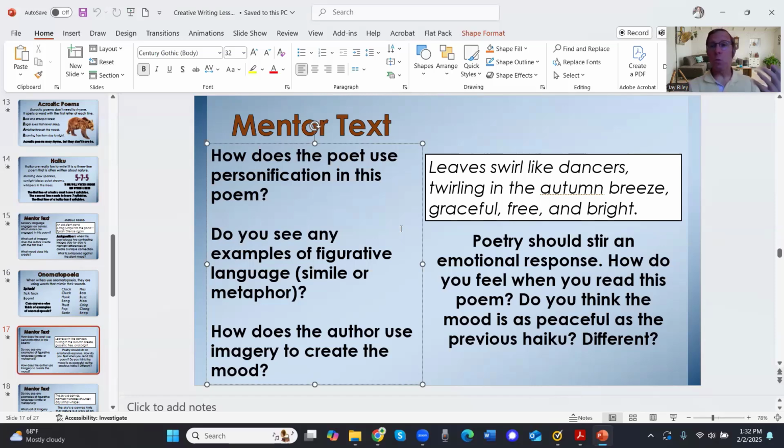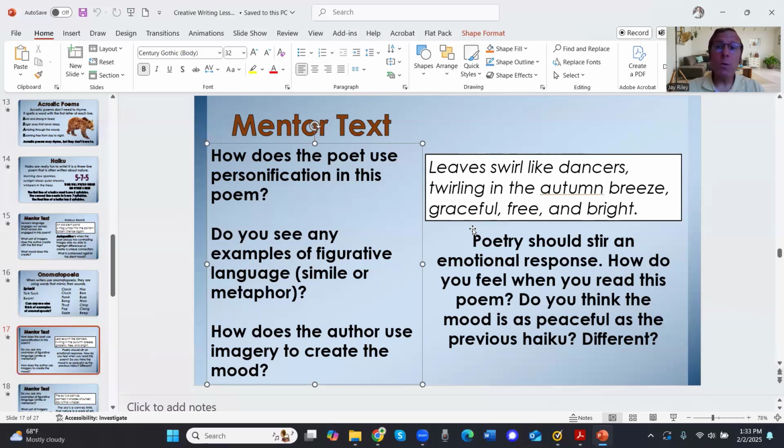Now, people can twirl around. Leaves don't have the choice to twirl around. So he's giving those leaves human qualities. That's called personification. So good writers, great haiku poets, can use figurative language. They can use personification to create that imagery for the reader.